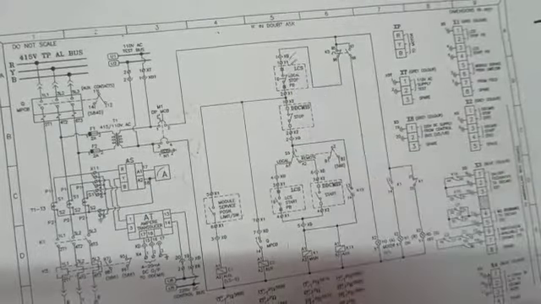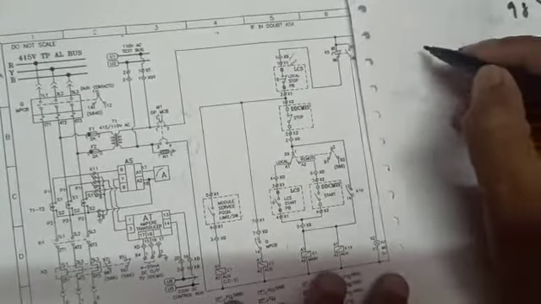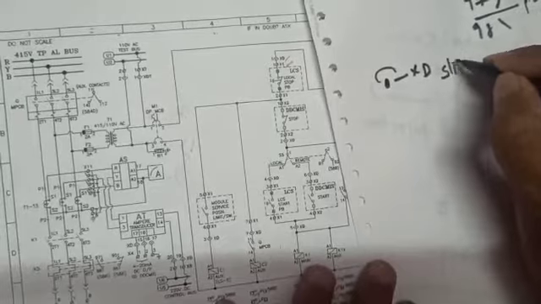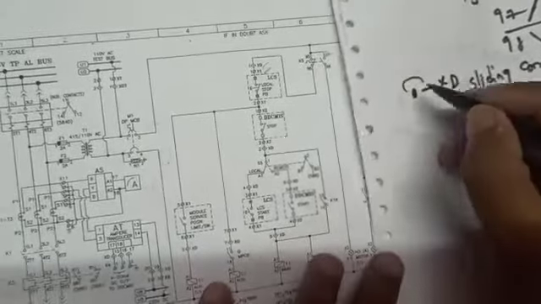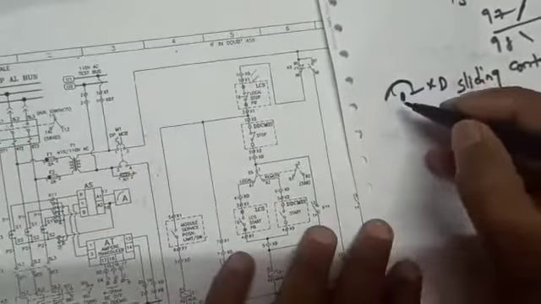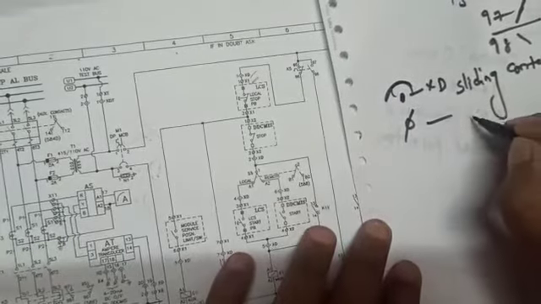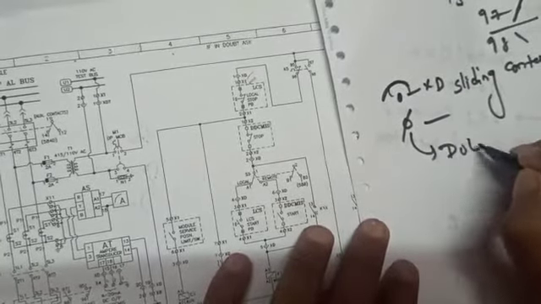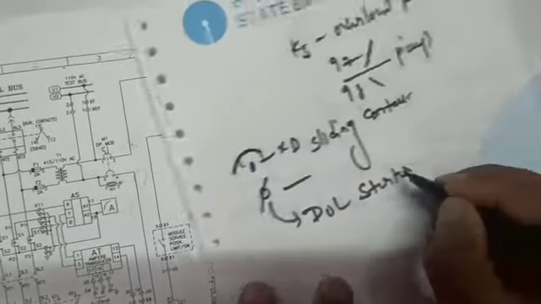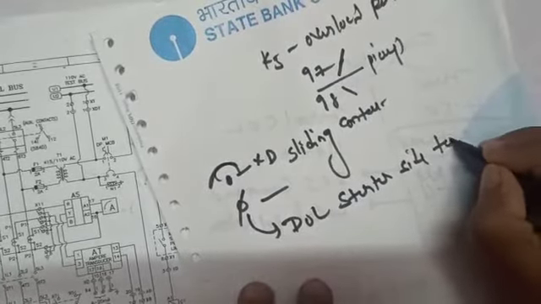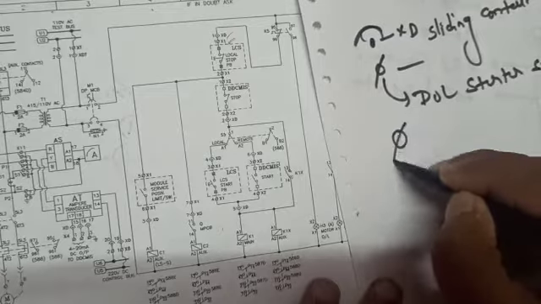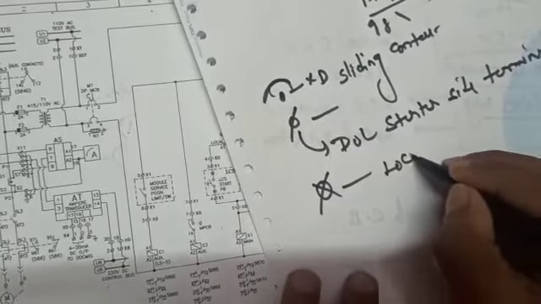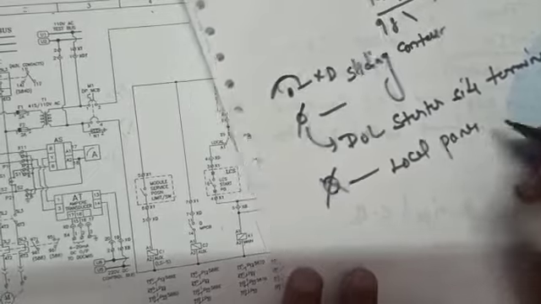button. Before the local push button we have two terminologies here. The symbol this indicates XD, which means sliding contacts. This symbol in the diagram, and another one is like this, which indicates dual starter side terminal. And another one like this. This was local panel. Remember this.